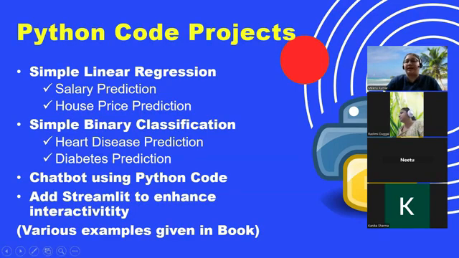Now in this, if you want for your students, you can add the Streamlit library to enhance their interactivity. So you develop a web browser link and that you can share also. There are again various examples in the book. There is a whole project section that has been given as part C. So you can go through the book and see that.